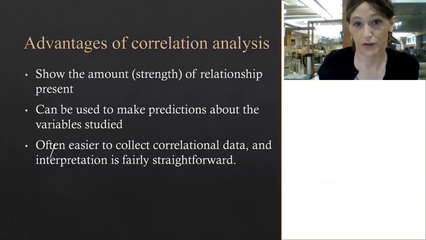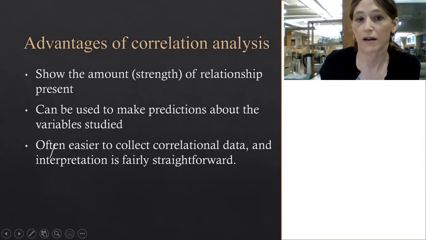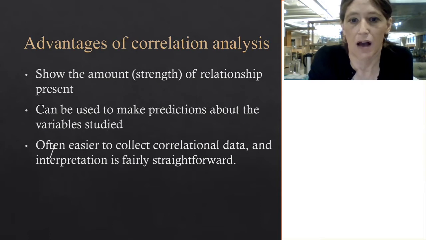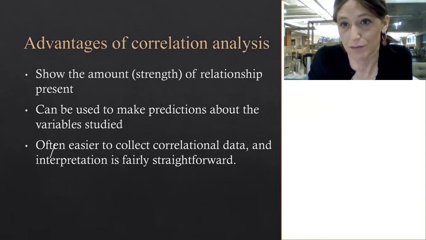So some advantages of a correlation analysis is it shows the amount or the strength of the relationship, and whether it's present or not. And it can be used to make some kinds of predictions based on the variables that we've been studying. However, ideally, we'd also be able to look at things like confounding and effect modification, which we're going to get to shortly with regression models. It's often easy to capture correlational data. Ecological studies, you just get two continuous measures and we can create a correlation coefficient.